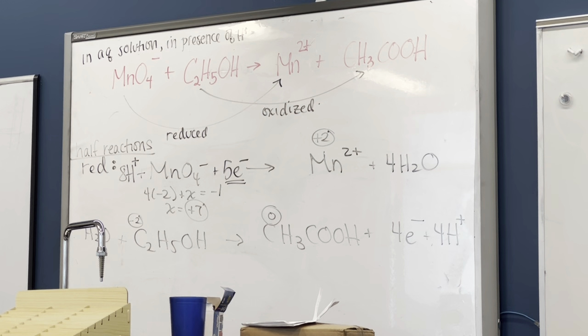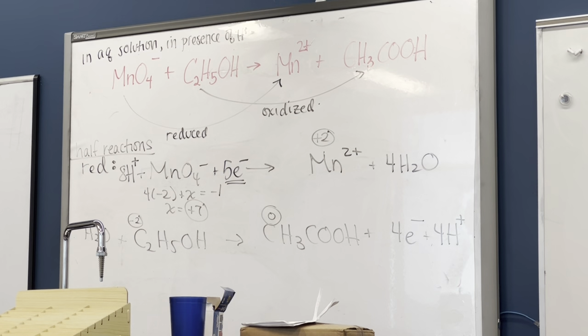There's one more step. We'll call it step 6. We have to combine these 2 things. How many electrons are being gained in that first step? In the reduction. 5. How many electrons are being lost in the oxidation? 4. We know that the total number of electrons that are lost has to be equal to the total number of electrons that are gained.